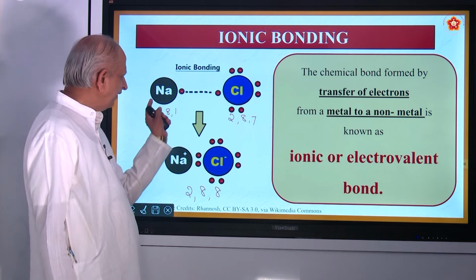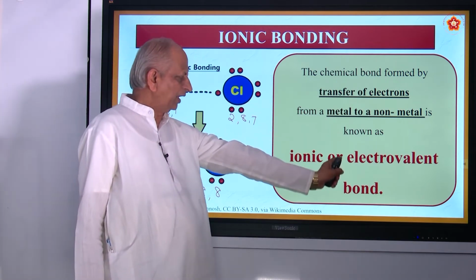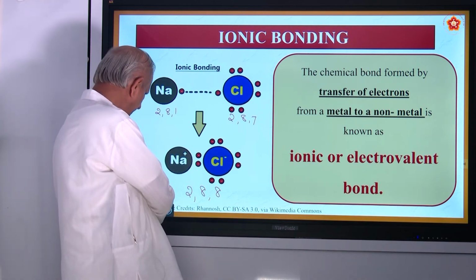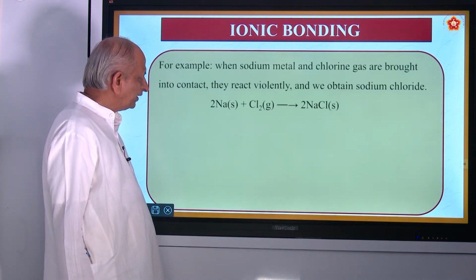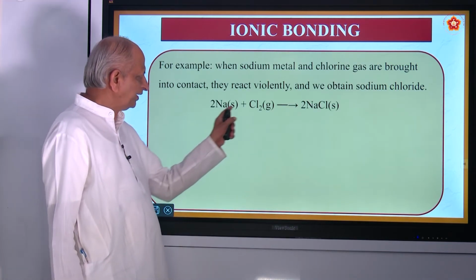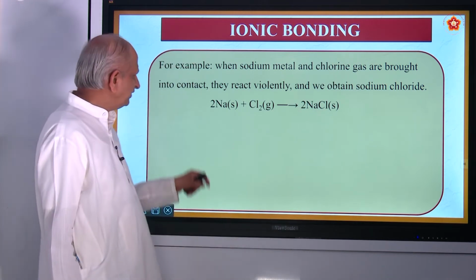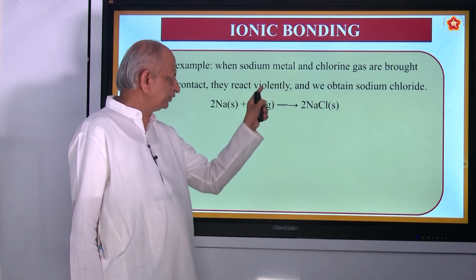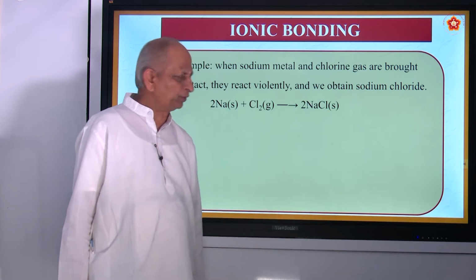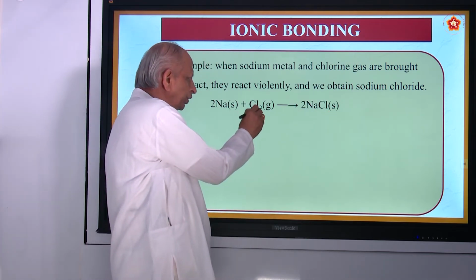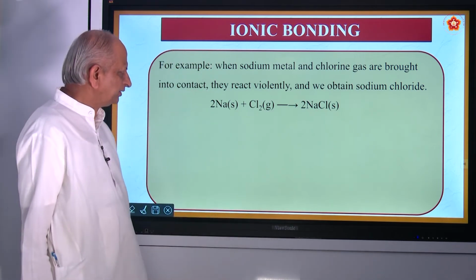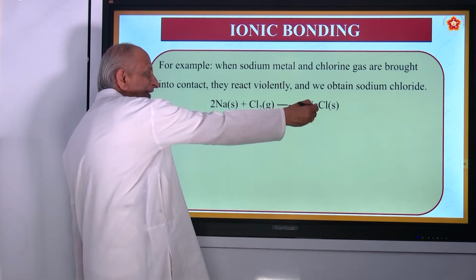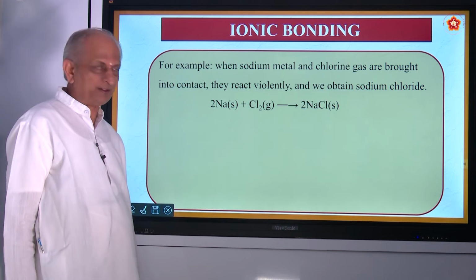Is it not? So this bond between sodium and chlorine is called an ionic bond, or also an electrovalent bond. Okay. Now let us see how it forms. This is actually the reaction taking place. When sodium metal and chlorine gas are brought into contact, they react violently and we obtain sodium chloride. Sodium is a solid, chlorine is a gas. When they combine, they react to form sodium chloride. What is sodium chloride? Salt. And this sodium chloride has neither the property of sodium nor the property of chlorine.